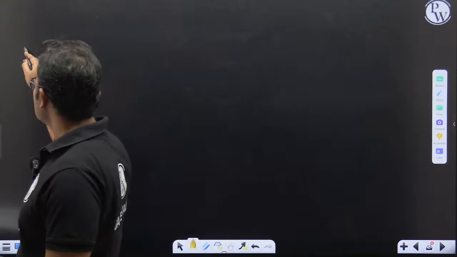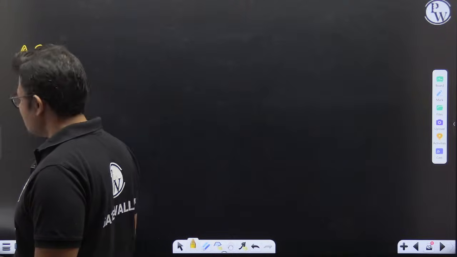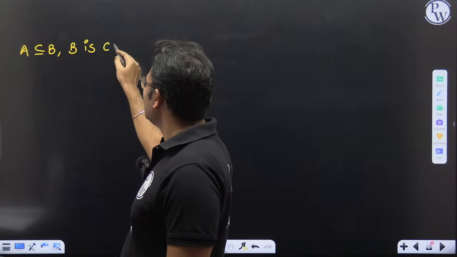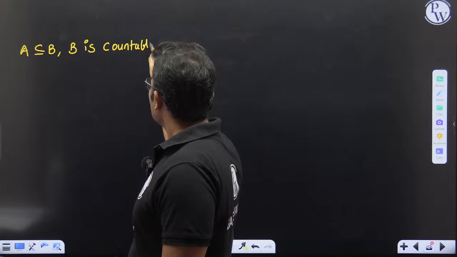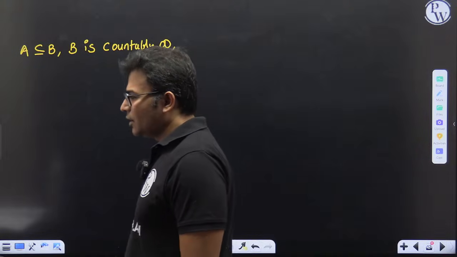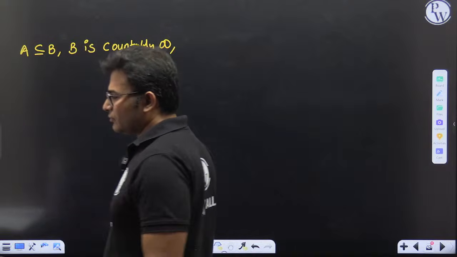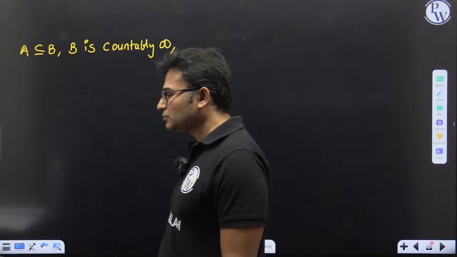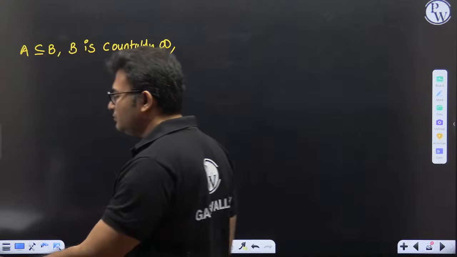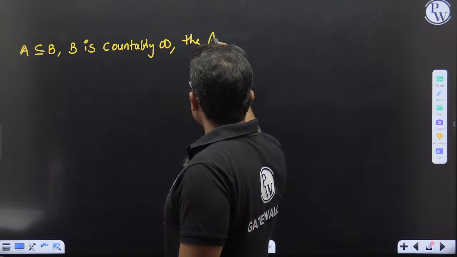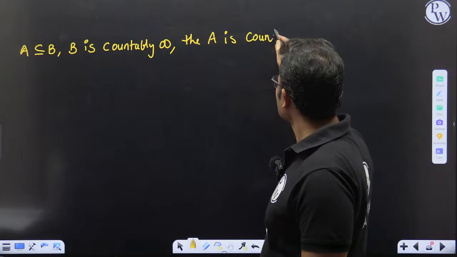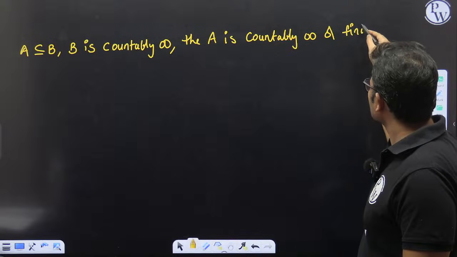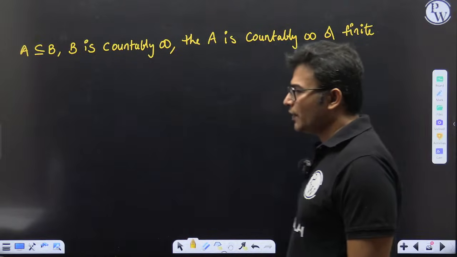So if A is a subset of B, let us say B is countably infinite, right? Then A is countably infinite or finite.